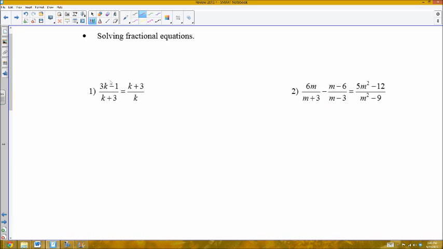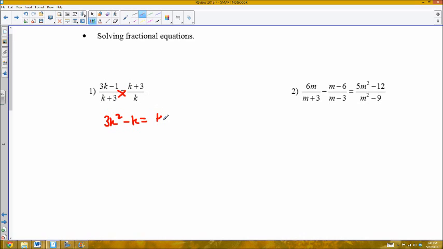Finally, fractional equations. Now there's 2 methods we can use for fractional equations. When you have a fraction, much like this case, where it's exactly one fraction equals another fraction, the quickest method for solving is basically just cross-multiplying. When I cross-multiply here, I end up with 3k squared minus k equals k plus 3 times k plus 3.